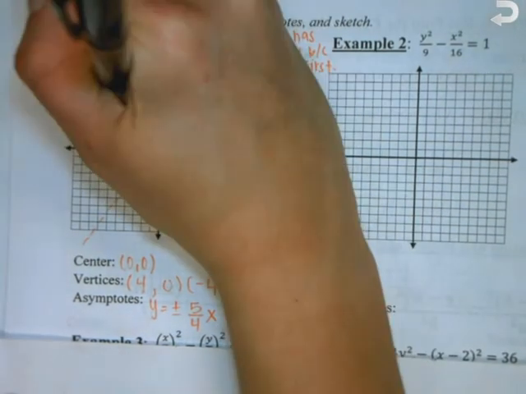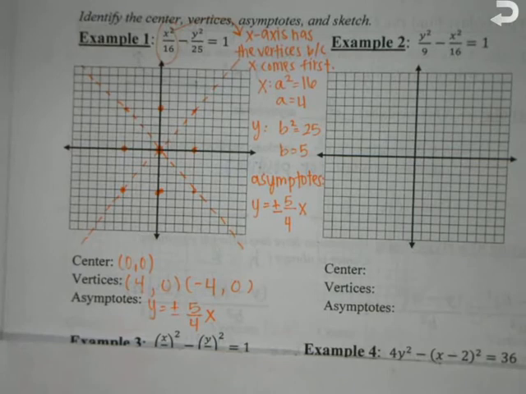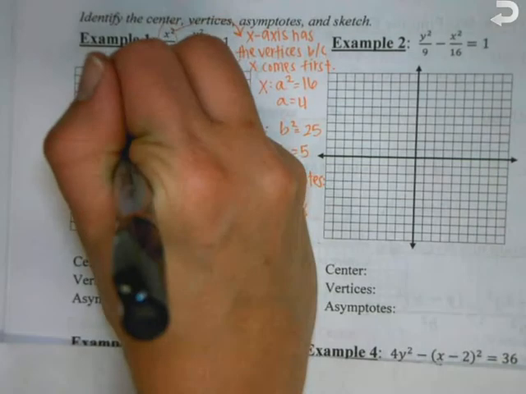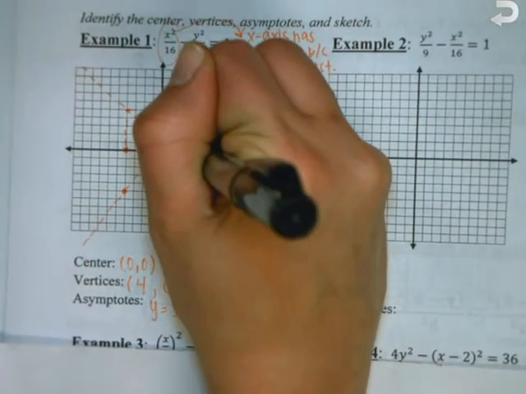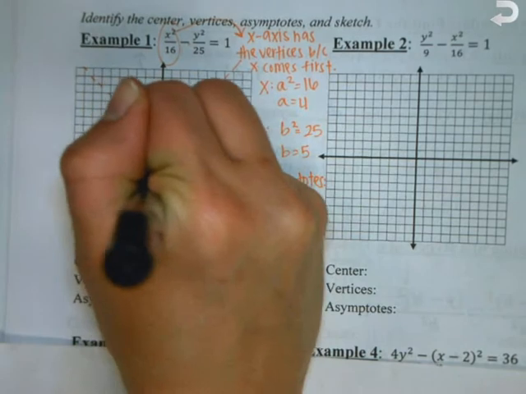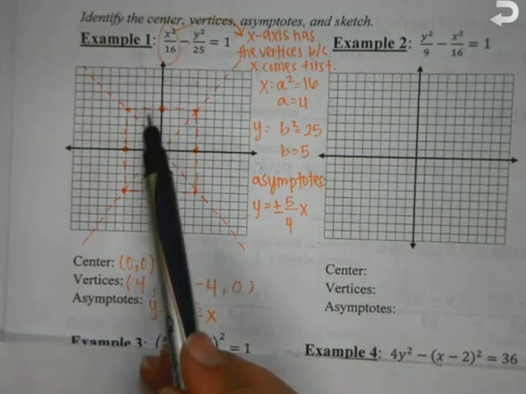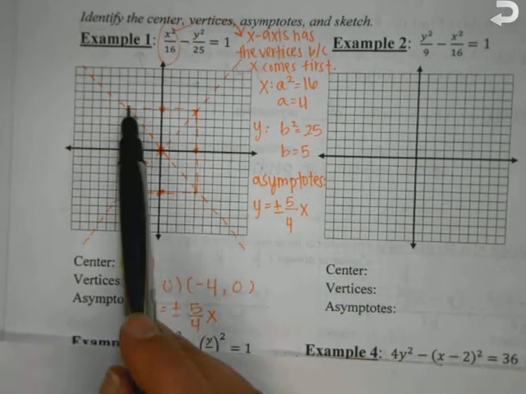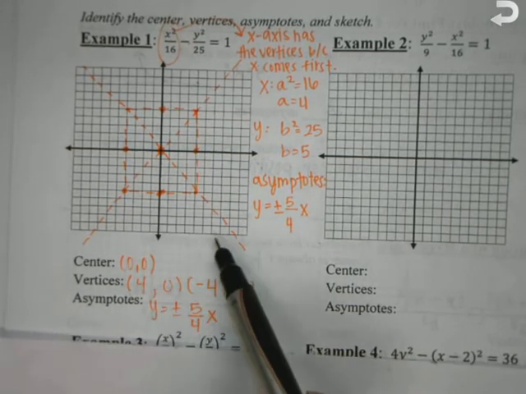An easy way to graph these is if I graph all 4 points right here, did you notice that they made a box? And that the asymptotes go straight through the corners of the box? So what you can do to make it a little bit easier on yourselves, I would suggest sketching where a and b send you. Sketch the box, and then your asymptotes are just going to go through the corners of the box.